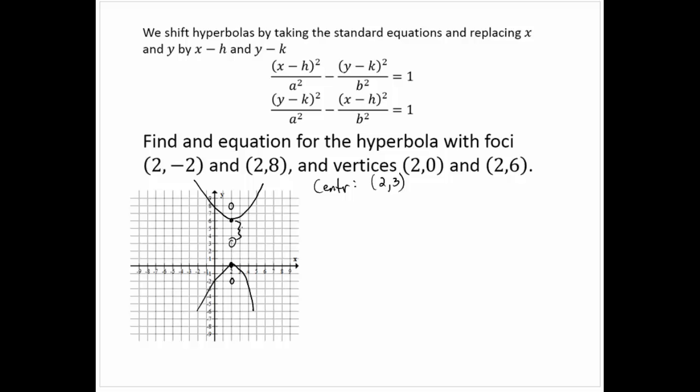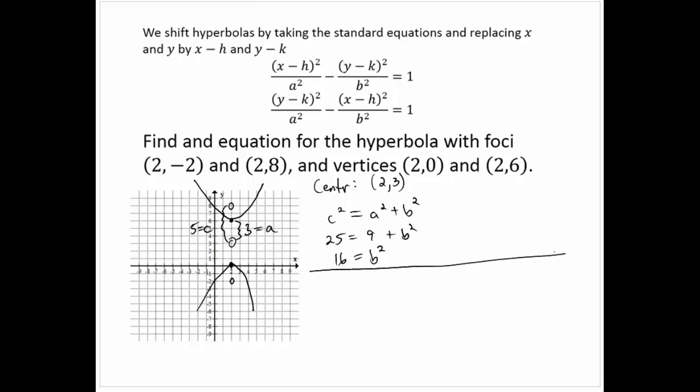The distance from the center to the vertex is 3, and so that's my A value. The distance from the center to the focus is 5, and so that's my C value. And using the fact that C squared is A squared plus B squared, then 25 is 9 plus B squared, and so B squared is 16.